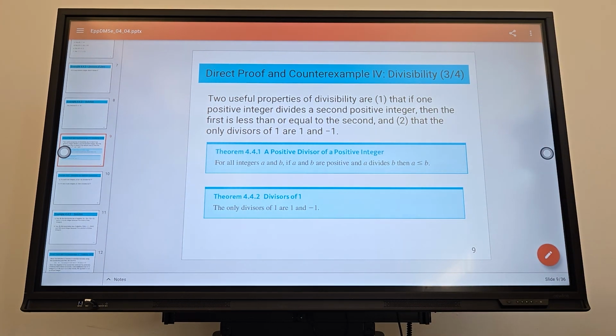Two useful properties of divisibility are that if one positive integer divides a second positive integer, then the first is less than or equal to the second. And the only divisors of 1 are 1 and minus 1. So those are theorems 4.4.1 and 4.4.2.